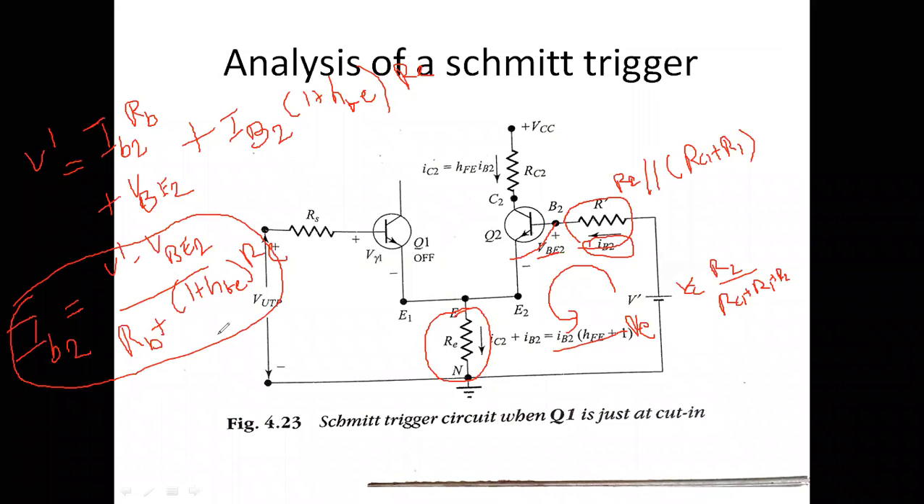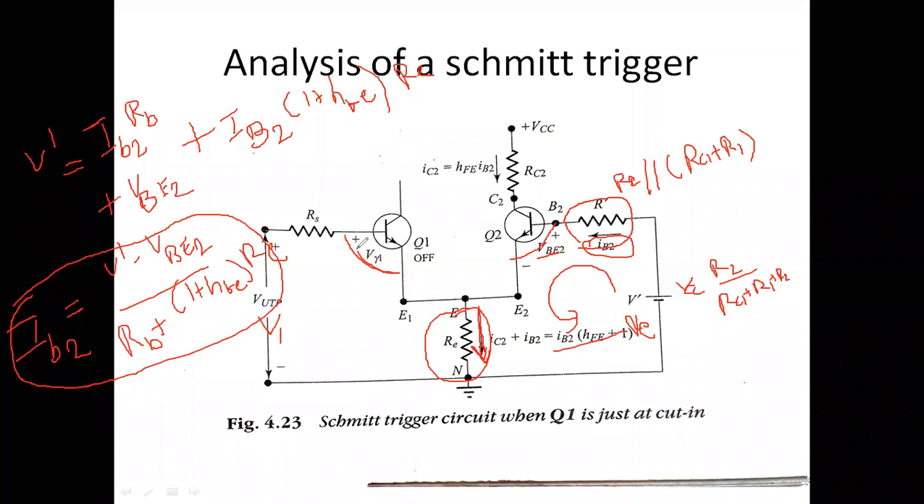Now our intention is to find out the voltage at this point. Why do I have to use this current? This current is flowing in this branch, the emitter resistor branch. If you want to know the voltage at this point, let us say at this point the voltage is V1. Then the voltage at this point is nothing but the voltage drop across this one.